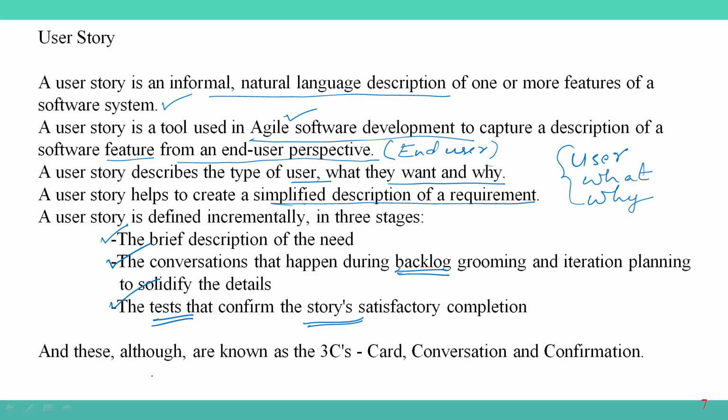All these are known as the 3 C's. So it is represented in 3 C's. One is card, a conversation, and a confirmation. So these three things are required when you are representing a user story.